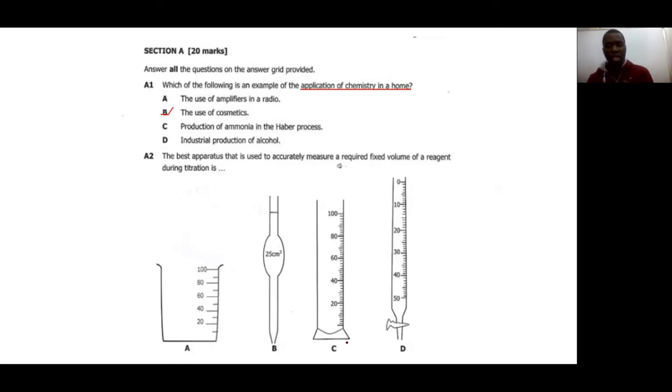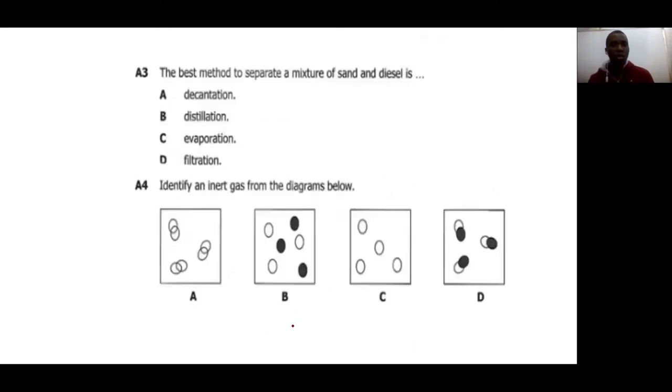Then C, this is just another type of measuring cylinder. Then D, this one is a burette. A burette is used when titrating. That is where we put mostly the solution whose concentration is known. So the best answer in here is B. From my explanation, B is a pipette, and a pipette is mostly used when you are trying to measure an exact volume during a titration. Okay, we proceed. Question three.